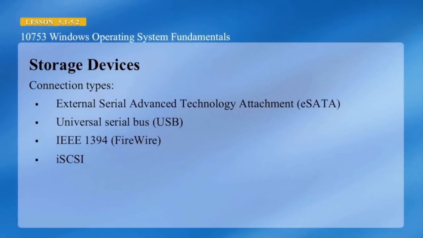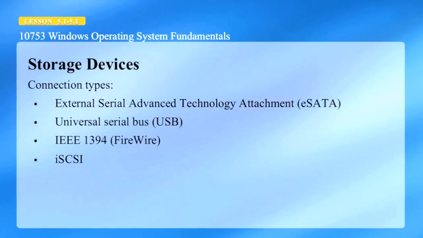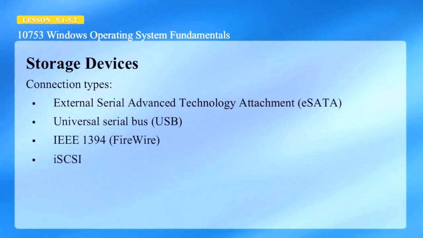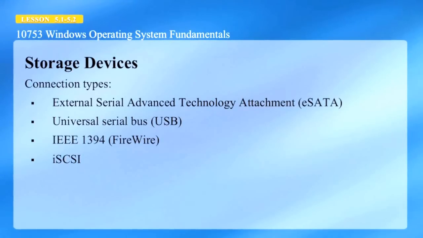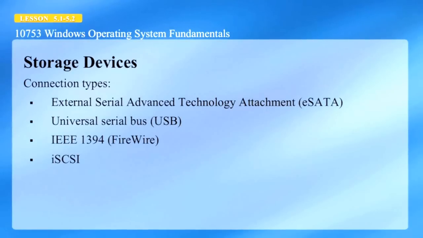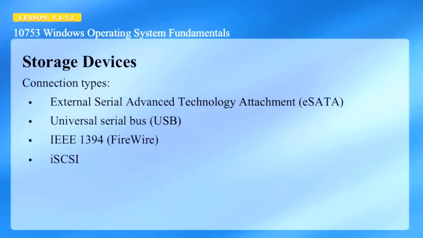There are different ways to attach storage devices to Windows. One of the ways is through eSATA, or External Serial Advanced Technology Attachment, a computer bus interface for connecting host bus adapters to mass storage devices such as hard disk drives and optical drives. Serial ATA offers several advantages over older parallel ATA interfaces.